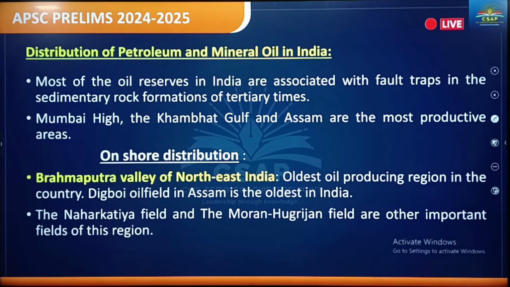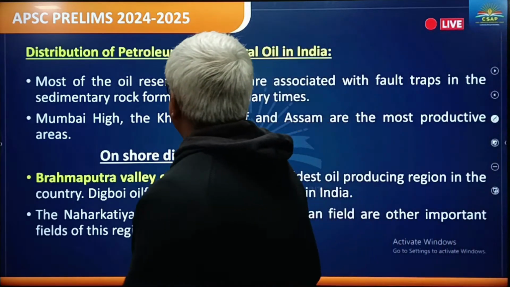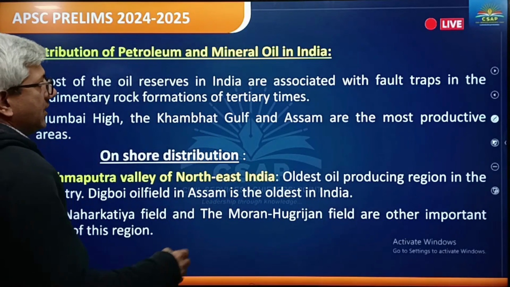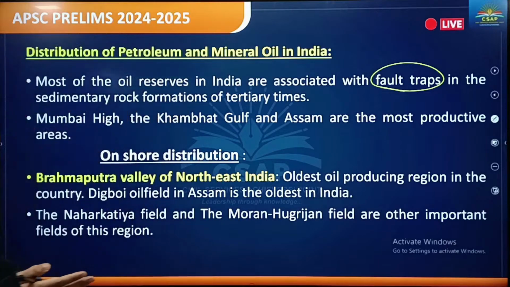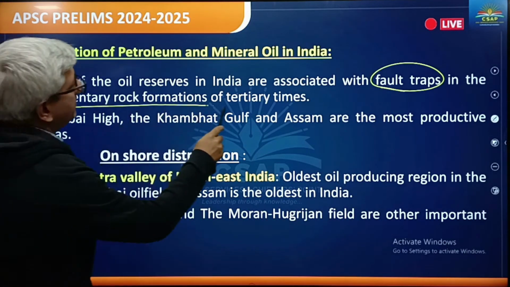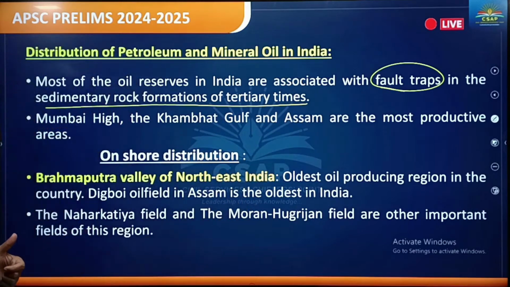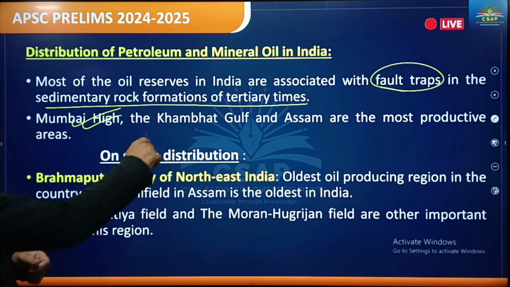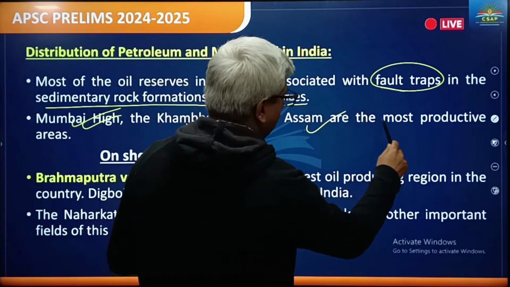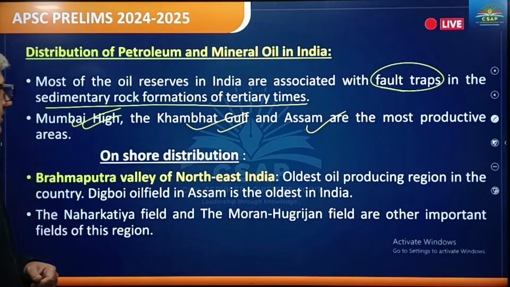Distribution of petroleum and mineral oil in India. Most of the oil reserves in India are associated with fault traps, that is, in the sedimentary rock formations of tertiary times. Mumbai High, all of us might have heard about. Gulf of Khambat and Assam are the most productive areas.